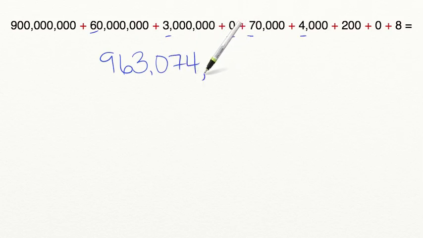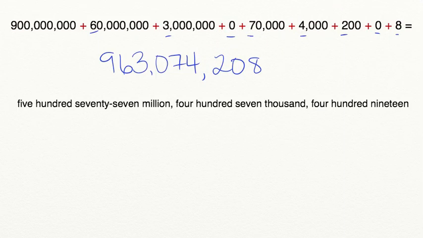And again, now we're going to put our comma to show that we're done with the thousands. We have a 2 in the hundreds place, a 0 in the tens place, and an 8 in the ones place. And so this number written in expanded form, when we put it into its proper place value, is said 963,074,208. Let's try another practice problem together.